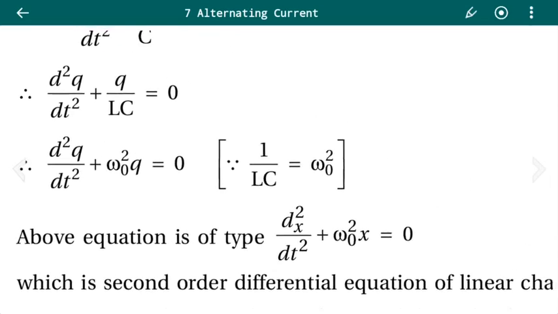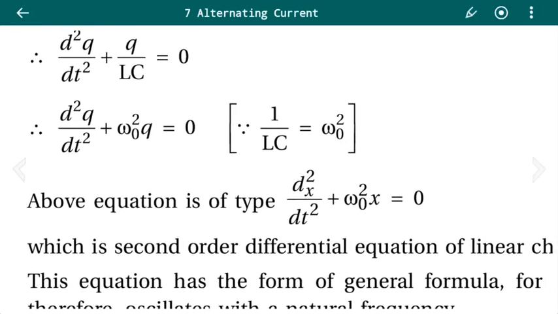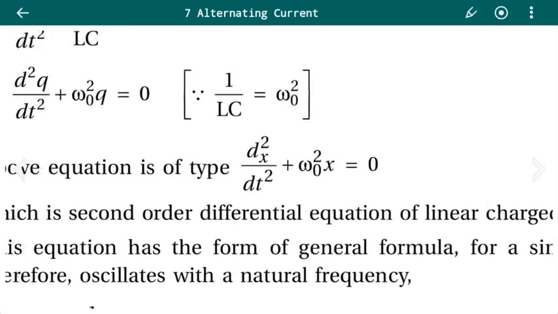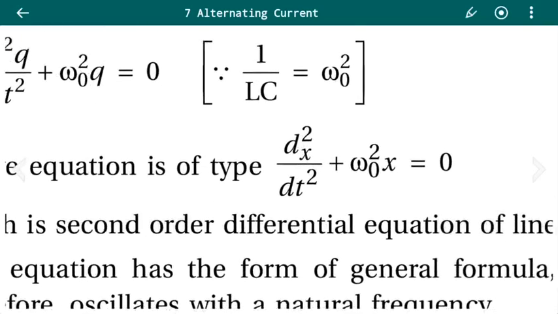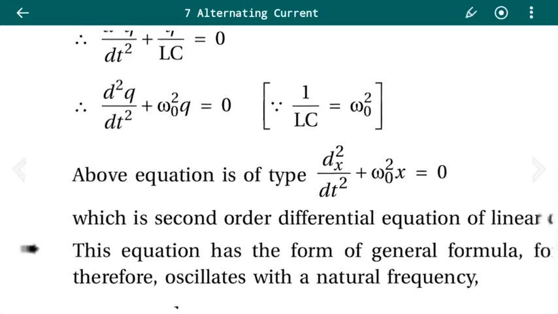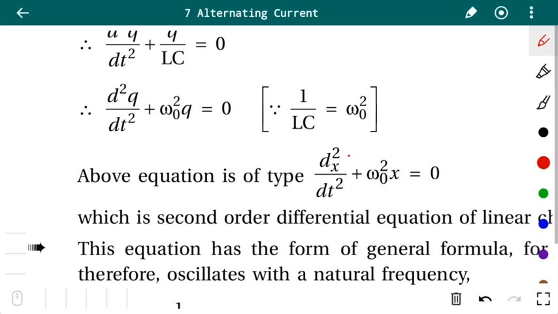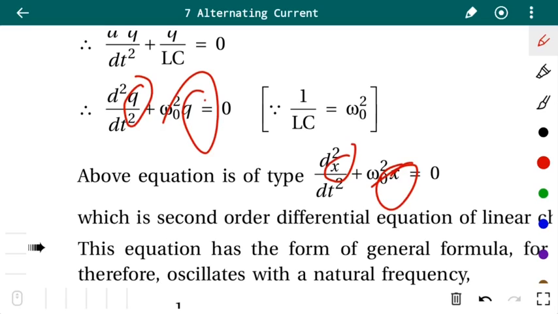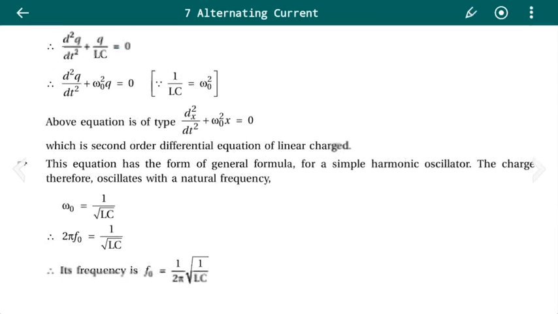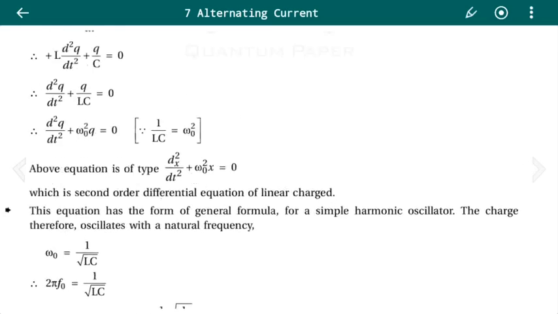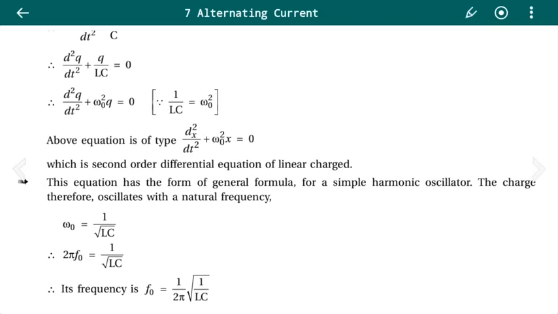Now this equation can be compared with the linear charge differential equation, d square x upon dt square plus omega 0 square x equals to 0. So here you can see, instead of x we are having q. So this equation has the form of the general formula for a simple harmonic oscillator. That means we have studied the differential equation for the oscillations, and the same type of differential equation we are having for the LC oscillator.